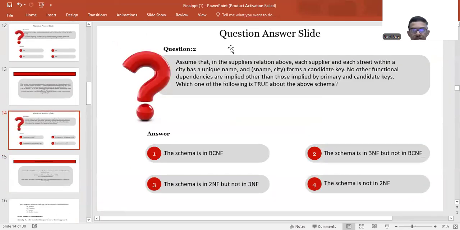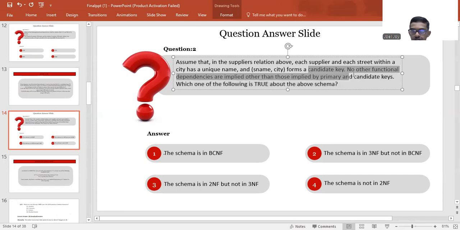Now coming to the next question, it says: assume that in the suppliers relation above, each supplier and each street within a city has a unique name, and that the given name forms a candidate key. No other functional dependencies are implied other than those implied by the primary and the candidate keys. Which one of the following is true from the above schema?